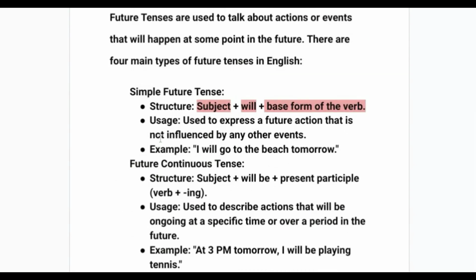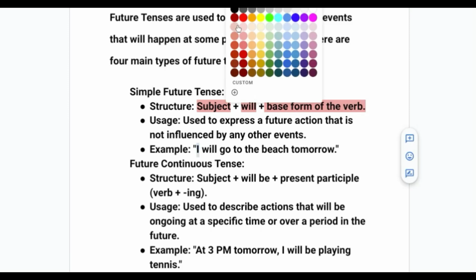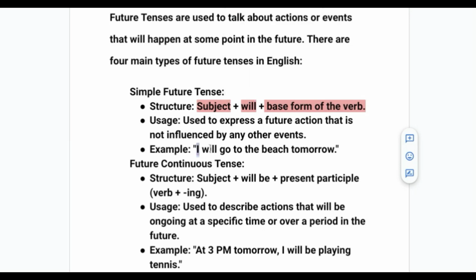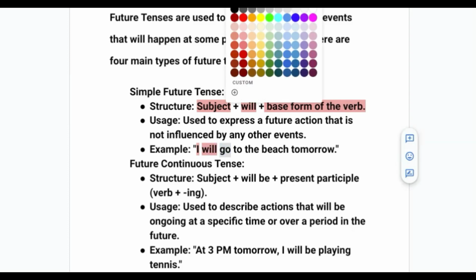So, example: I will go to the beach tomorrow. I will go to the beach tomorrow. I, will, and go is the base form.